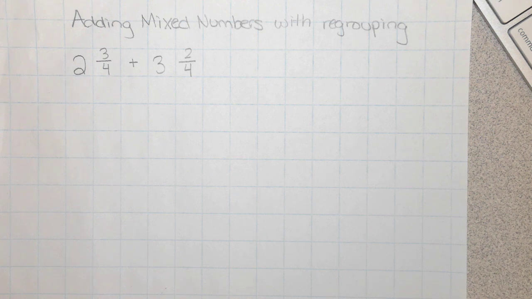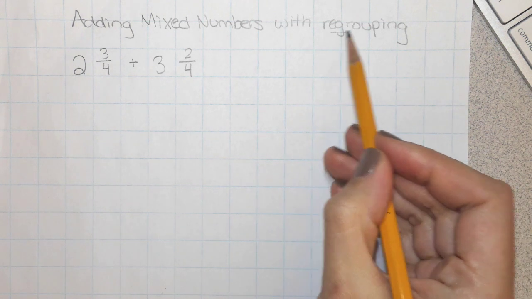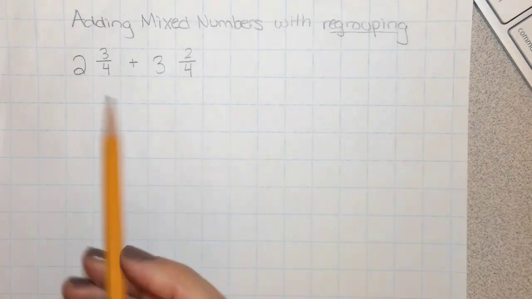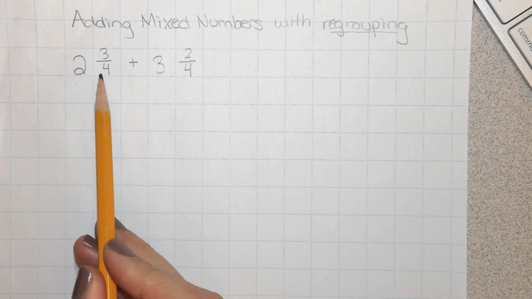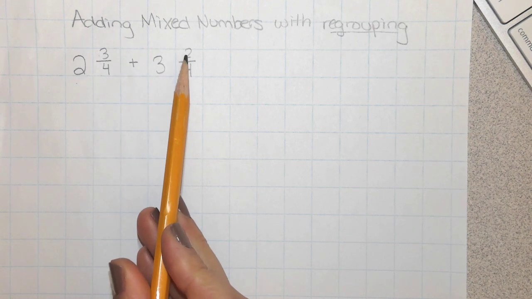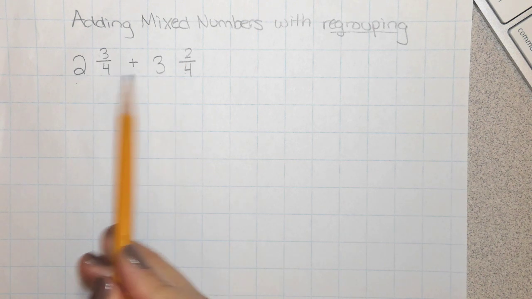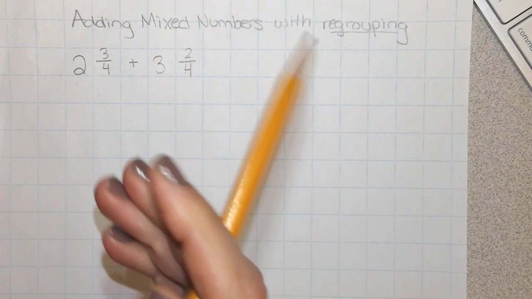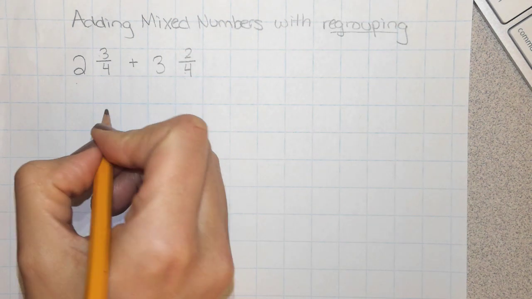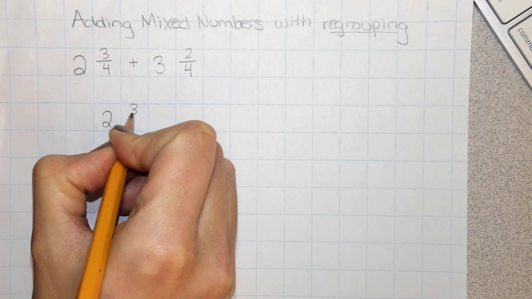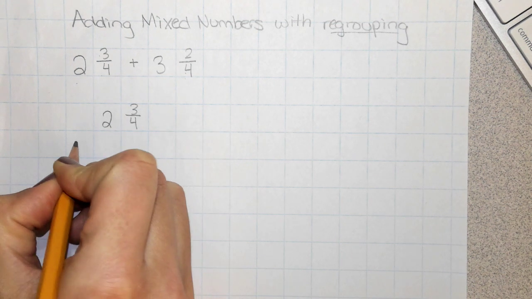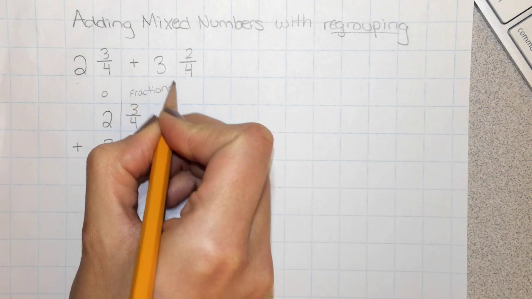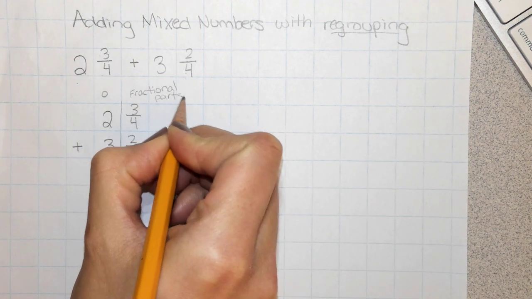Let's talk about adding mixed numbers when we have to regroup. For example, if we have 2 3/4 plus 3 2/4, the first thing I need to do is put it vertically, because I can't set up my equation this way. So I write 2 3/4 plus 3 2/4.